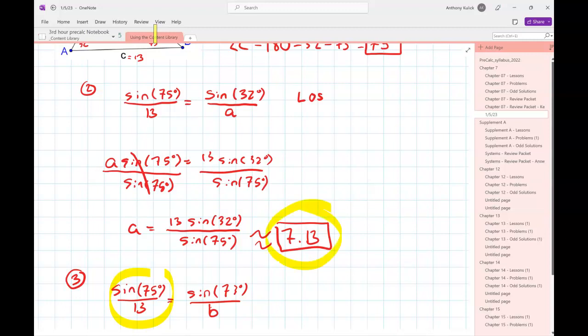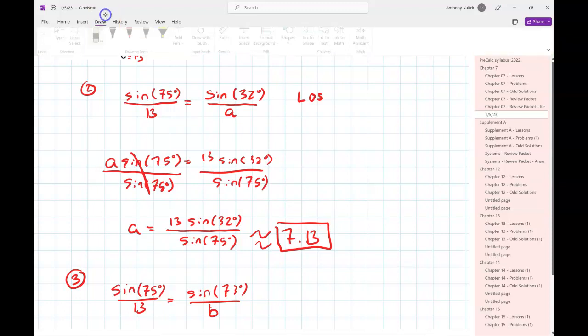My value for A is rounded. Are any of my values for C rounded? No. So my answer here will be a little bit more accurate than it would be if I used my rounded value for A. Will it matter to you guys? Probably not, but it's a good habit to get into that if I don't have to use a rounded value, let's not use a rounded value.